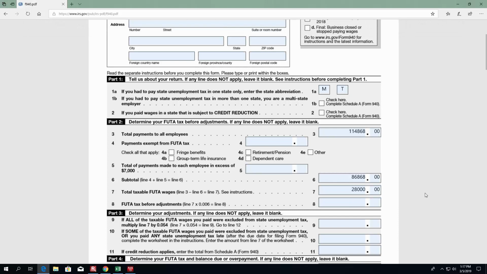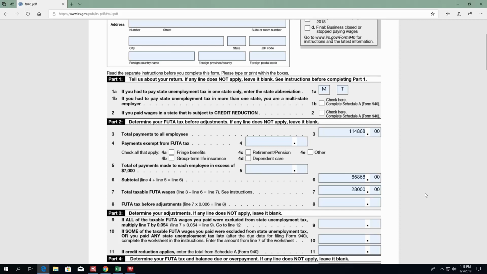So basically, let's just take a snapshot right here and then I'll wrap this up. I paid my employees $114,868 all year. $28,000 of that is susceptible to FUTA. Therefore, $86,868 of it is not susceptible to FUTA. There are certain groups on line 4 that may not be taxable for FUTA because they meet one of these criteria. Does that describe what we're talking about?